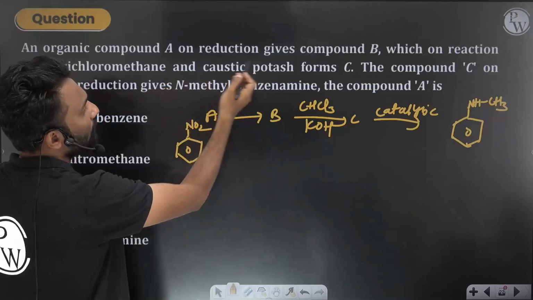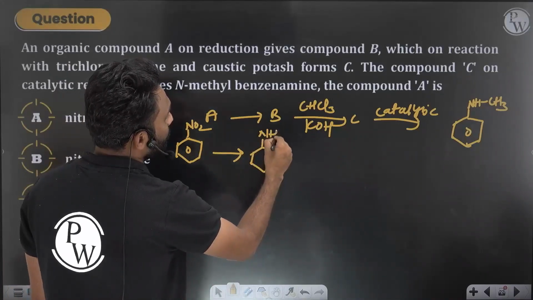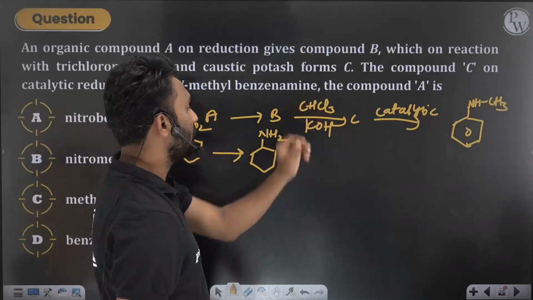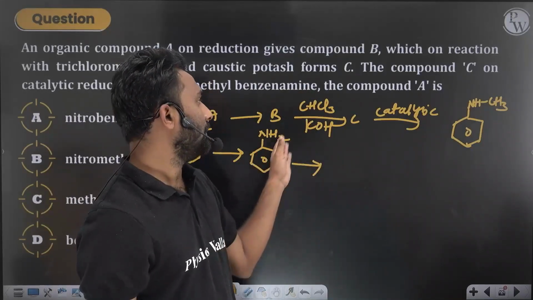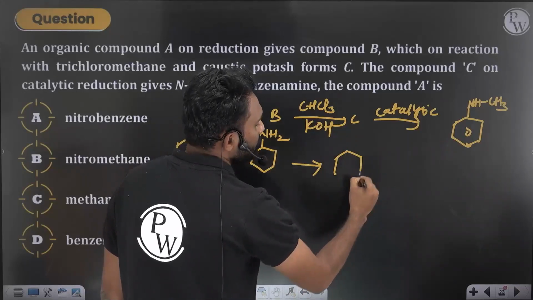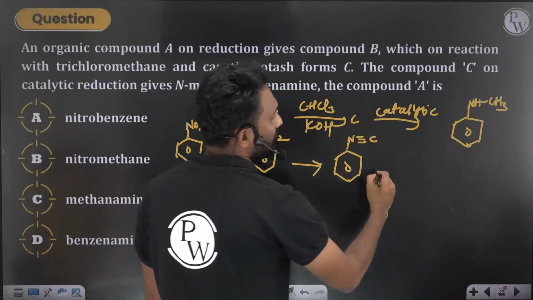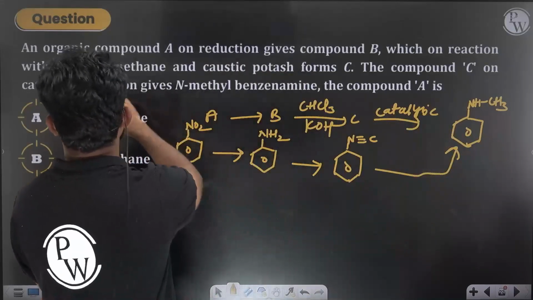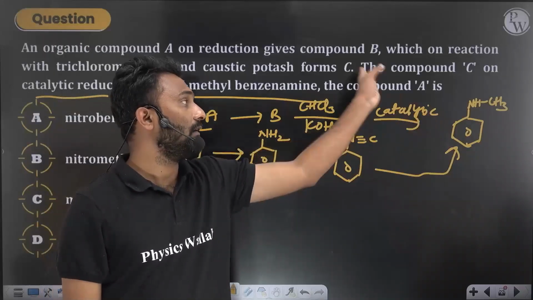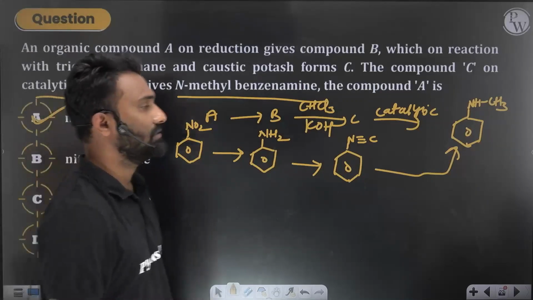Because nitrobenzene upon reduction will give aniline. Now aniline in the presence of chloroform and KOH gives isocyanide. Isocyanide upon catalytic reduction gives N-methylbenzylamine. Okay, the option nitrobenzene is the correct answer.